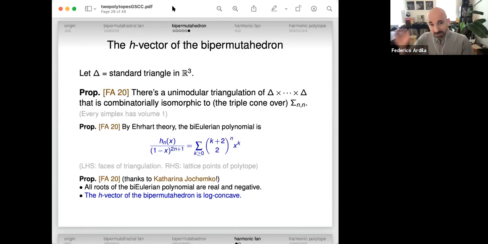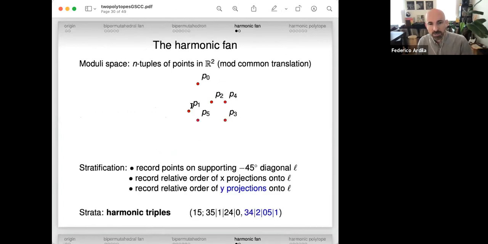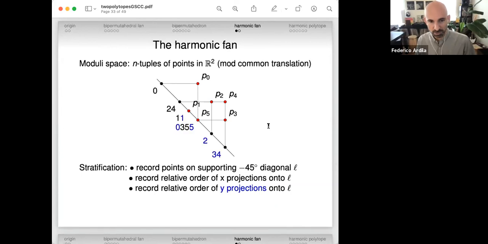So I expected that I would say much more about the bipermutahedral fan than about the harmonic fan, but let me tell you a little bit about the harmonic fan, which is going to be very similar. We start with the same thing. So this is going to be a different moduli space on n tuples of points in R2, modulo common translation. I do the same thing that I did before. I do the projections. I mark the same numbers.